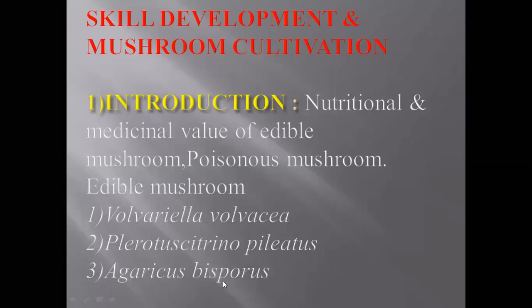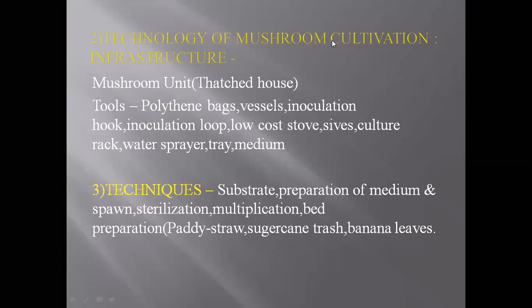Second heading, that is the technology of mushroom cultivation. It is related with the infrastructure which is required for mushroom cultivation. The first point is the mushroom unit, which is popularly called a thatched house. Then the tools, that is polythene bags, vessels, inoculation hook, inoculation loop, low-cost stove, sieves, culture racks, water sprayer, tray, medium, etc.